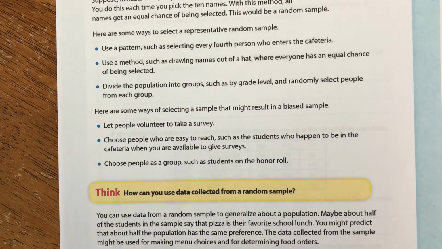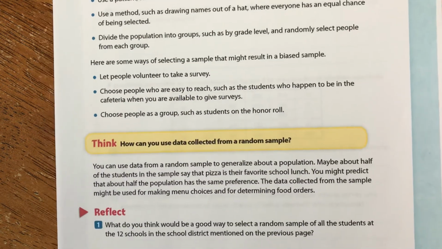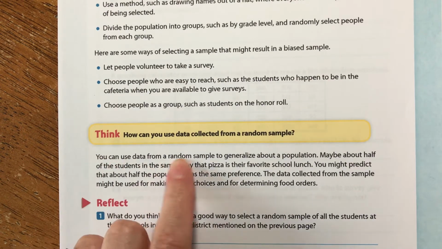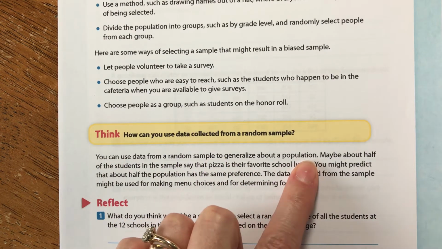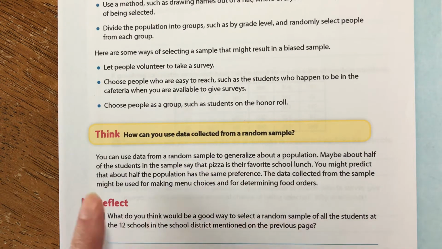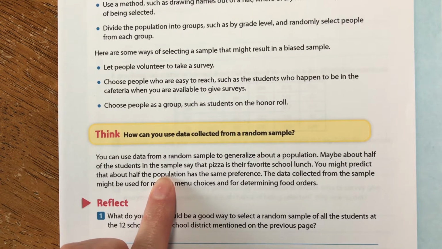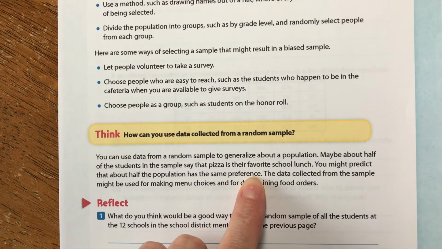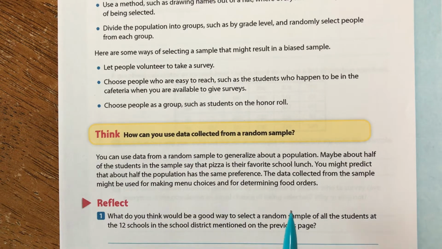Okay, how can you use data collected from random samples? So what do you do with it once you have a random sample? You can use data from a random sample to generalize about a population. Maybe half of the students in the sample say that pizza is their favorite lunch. You might predict that half of the population would give the same preference. The data collected from a sample might be used in making menu choices for determining food orders, right? They're not going to ask every kid in 12 schools. So maybe they randomly select 100 kids from each school. And then if half of those kids like pizza, then maybe they assume half of every student likes pizza.